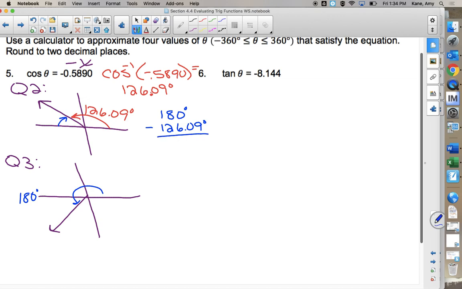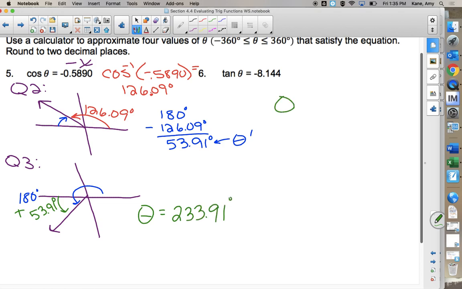And Jacob, that is? 53.91. So right here, that's the reference angle. And I need to find that so that I get the correct angle in the third quadrant. Because if you just add 126 to 180, that takes you to the fourth quadrant. Cosine is not positive in the fourth quadrant, it's negative. So once you have the reference angle, now I can get my angle in the third quadrant because I need to use that reference angle to pass 180 by 53.91 degrees. So if I add those two together, Jacob, we get the second angle of 233.91.